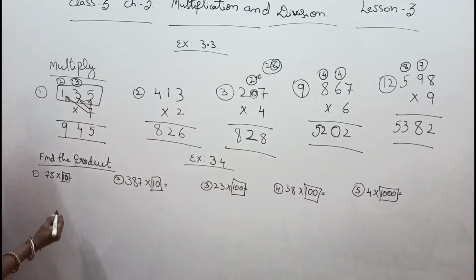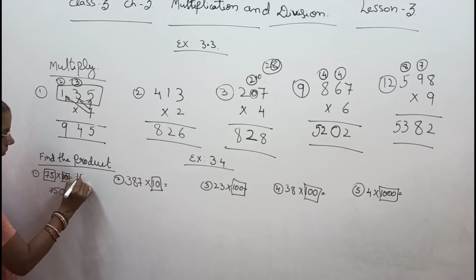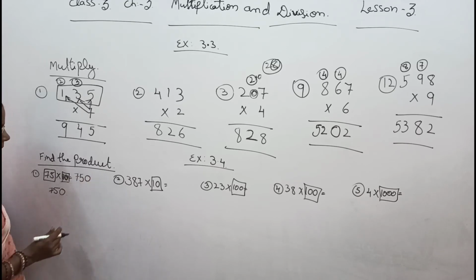So we have to multiply the given number by this number. Simply we multiply the number by 1, that is 75 times 1 is 75. Then the 0, we have to put this 0 simply. 75 times 1 is 75. Again the 0 must be there. We have to put that 0 after the number.